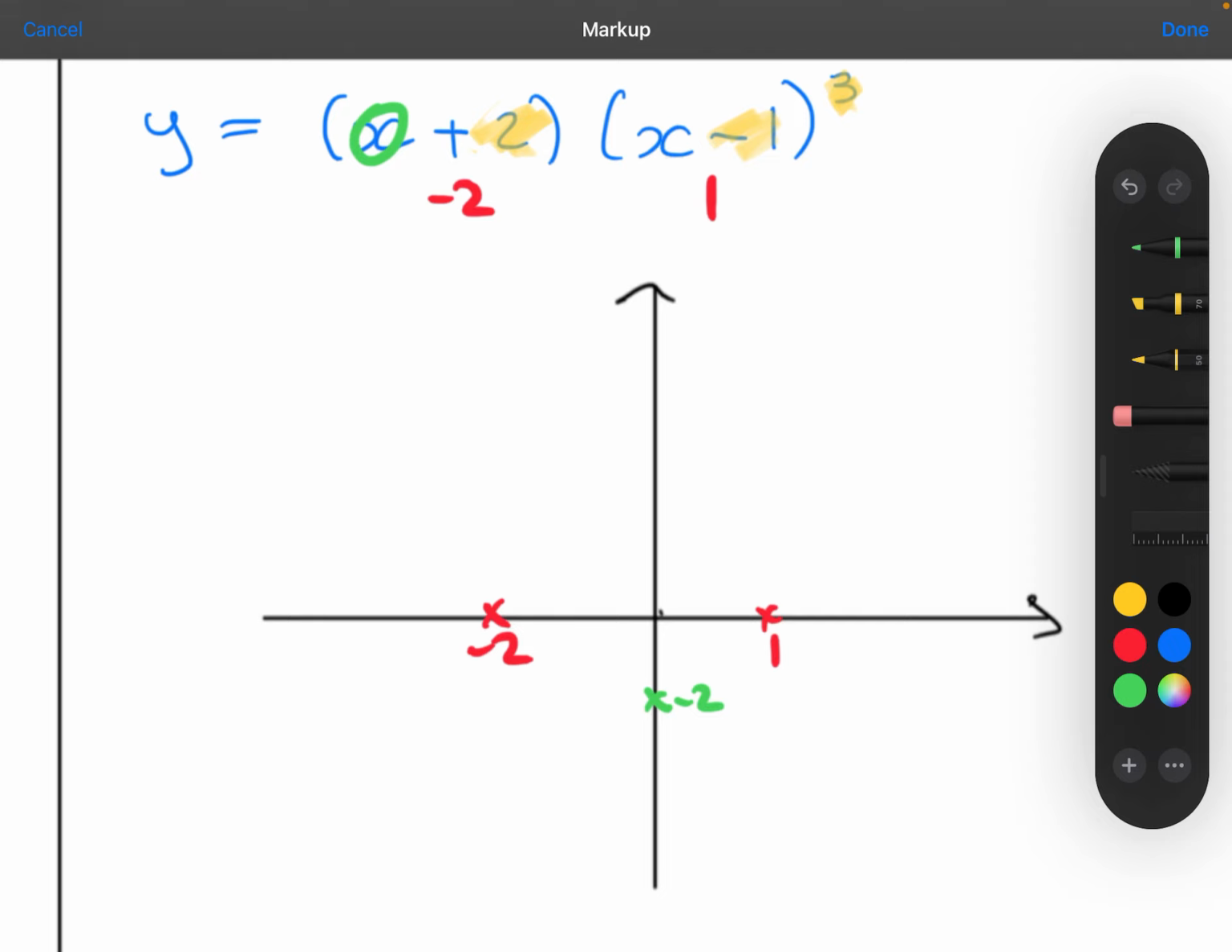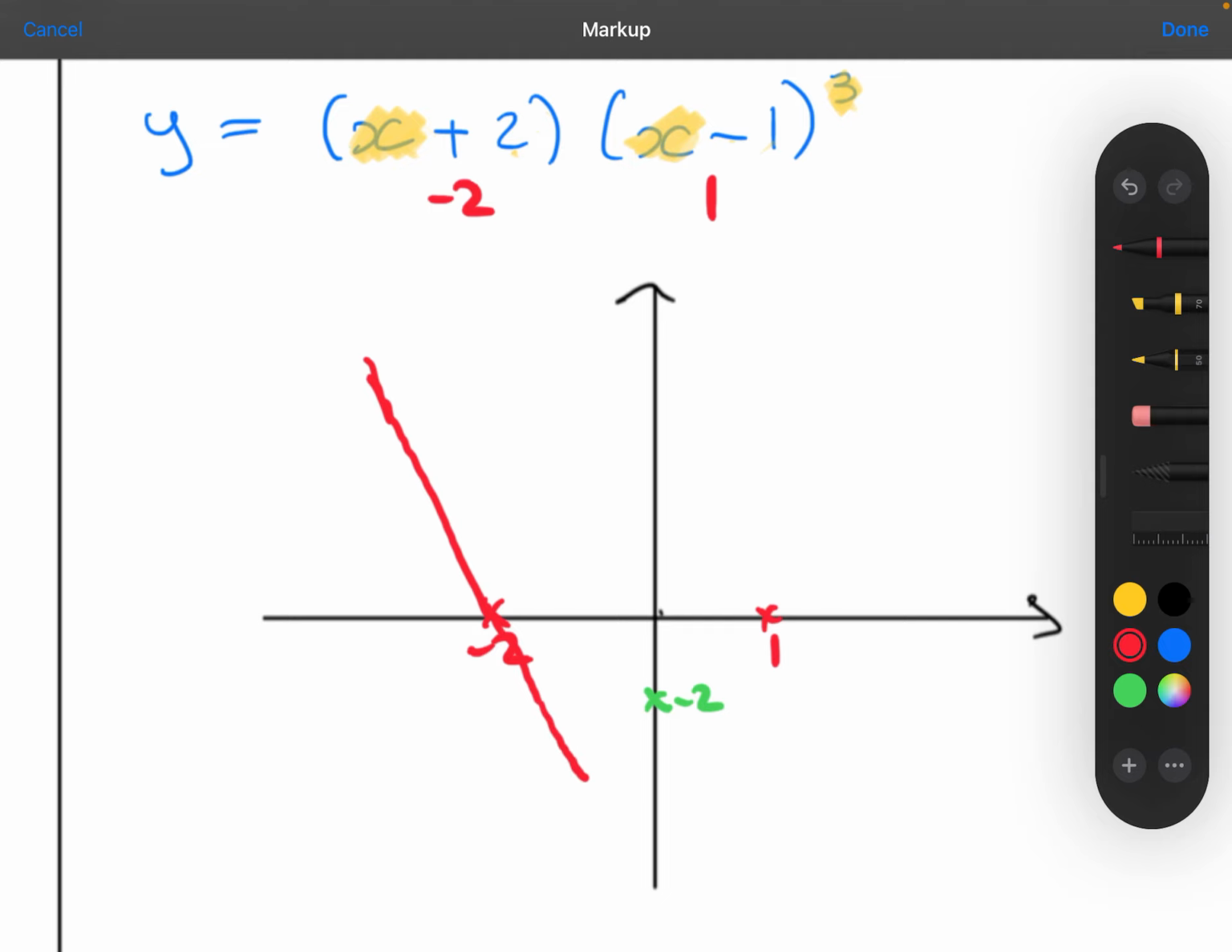Now let's think about the direction. If I were to multiply this out, I would have x times x cubed, which would give me a positive x to the power 4. So it's going to start going down, end going up. And it's going to look something like this. It's going to come down, it's going to go through at minus 2.